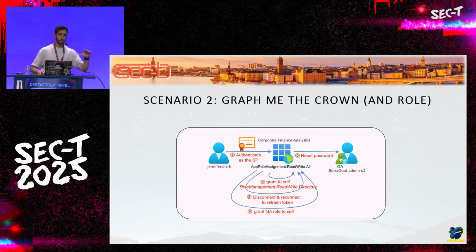So there are permissions that can be assigned to applications, and there are roles that can be assigned to identities inside the tenant. So whenever you get the RoleManagement.ReadWrite.Directory permission, you're able to assign any role you want to any identity you want. So you use it in order to assign yourself privileged roles, basically the Global Administrator role, and then you can reset the password of the Global Administrator user.